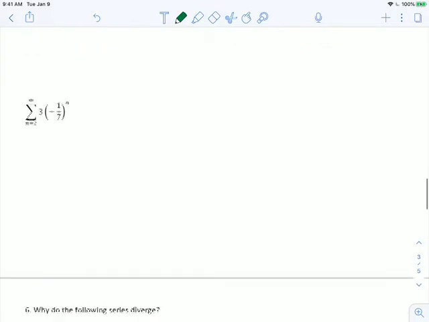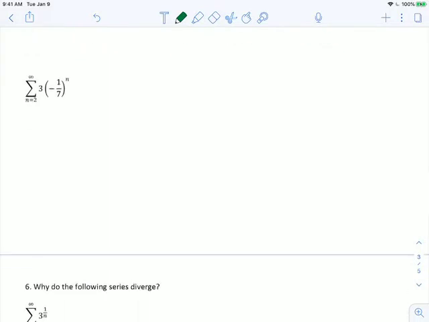And then the thing that's a little bit different about this one is that n is starting at 2. So we have to be a little bit careful here and see how we need to make an adjustment. So let me write the first few terms out here.